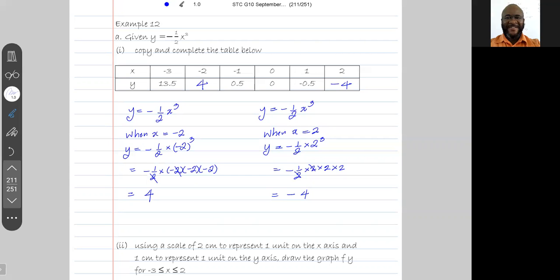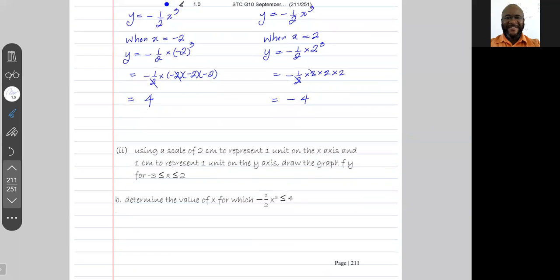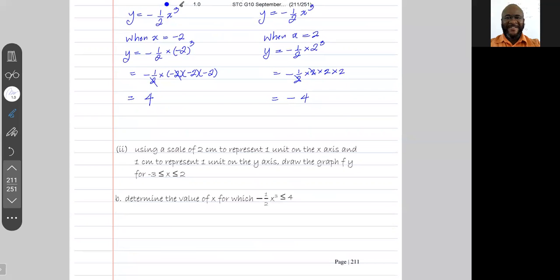The next thing we're asked to do is, we're told, using a scale of 2 centimeters to represent 1 unit on the x-axis and 1 centimeter to represent 1 unit on the y-axis, you are to draw the graph of y is equal to minus a half x cubed for values of x less than or equal to 2 and greater than or equal to minus 3. So the next thing we're being asked to do is to draw the graph.